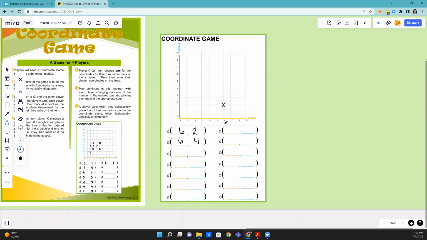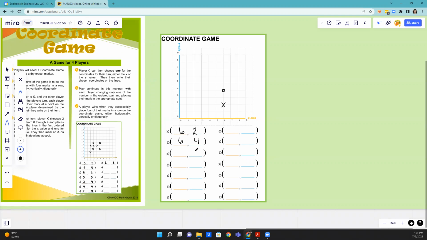So I'm going to once again find my 6, and go up to 4, and make an O here for my O's. Now, going back to the X's, here's the X right there. The X can only move one of these two numbers.